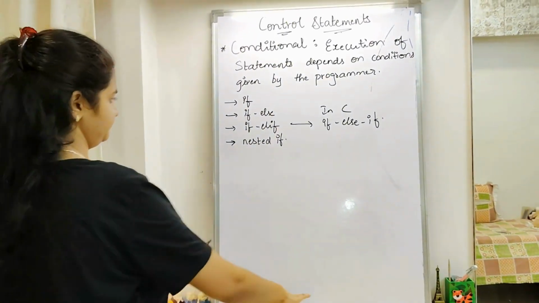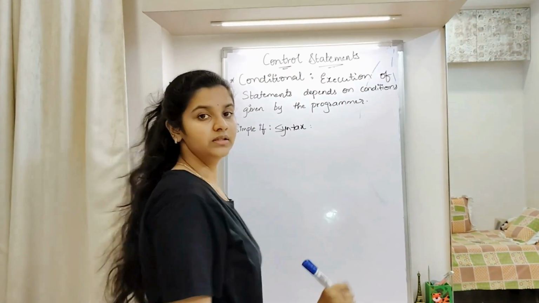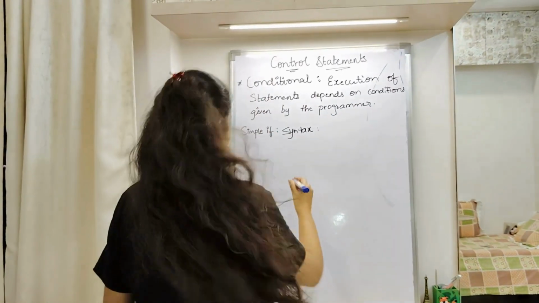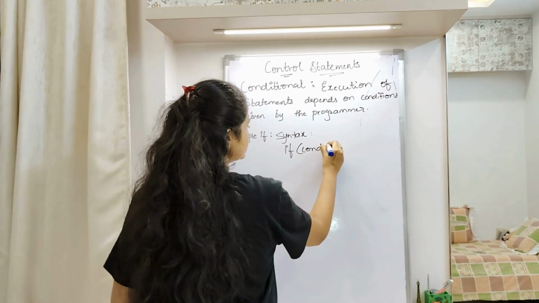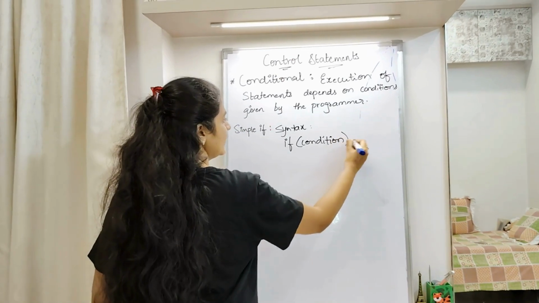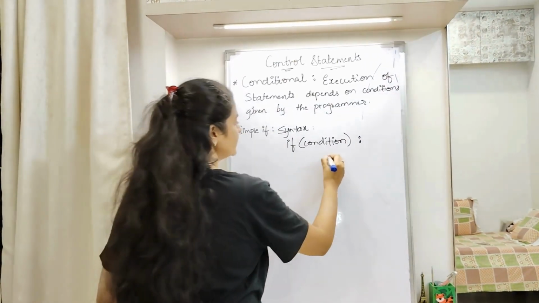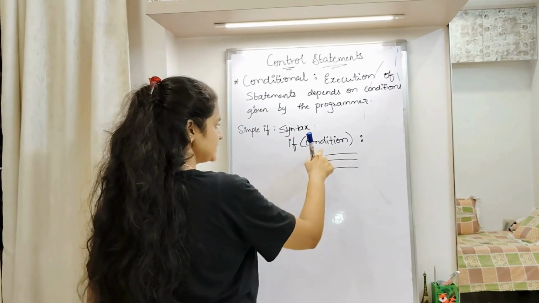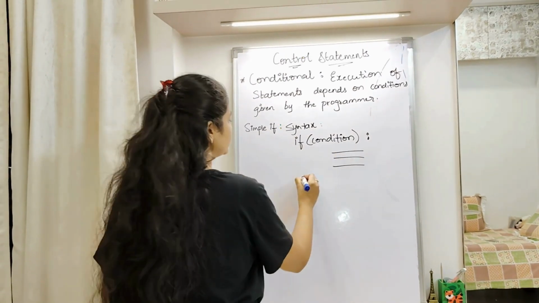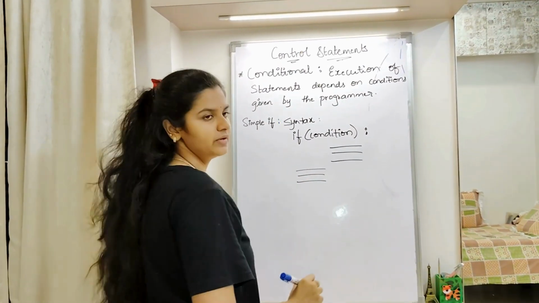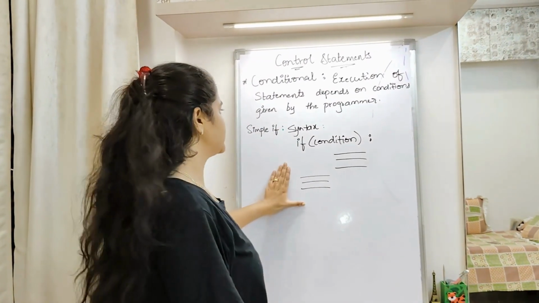So let's see. The syntax of simple if is: you write if, condition in the brackets, and you have to give a colon, and you write the inside statements. You have to provide a tab, which is indentation, and then you write the outside statements, if any. That's how the syntax goes on.